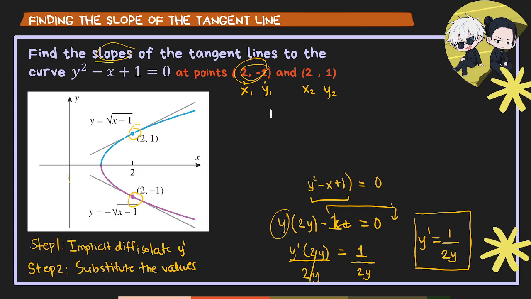Since what we got is 1 over 2y, when y sub 1 is equal to negative 1, what's the answer? Negative 1 half. This means the slope of the line touching the function at the point 2, negative 1 is negative 1 half. Right? It is a negative slope on the right side.